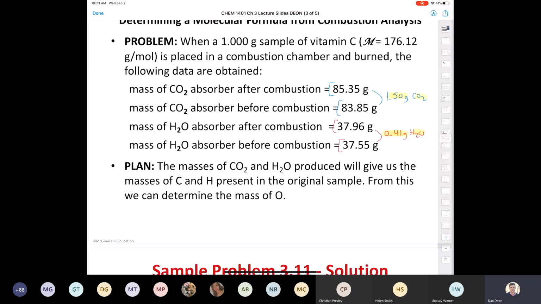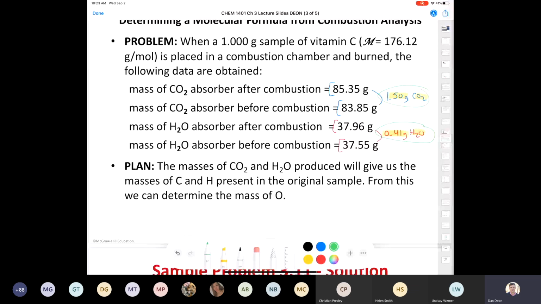All right, and how are we going to determine the mass of carbon in 1.50 grams of CO2? By the mass percentage, right? How are we going to determine the mass of hydrogen in here? The mass percentage, right? And what's going to be left over will be all oxygen. Then we've got the mass of the carbon and the hydrogen and the oxygen. We can figure out the molar ratio. Boom, we will have a formula.